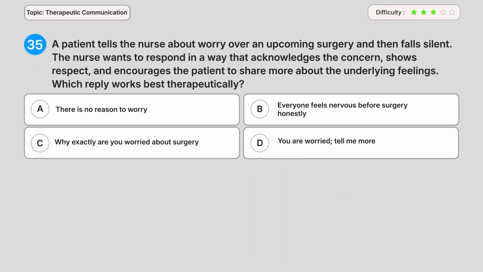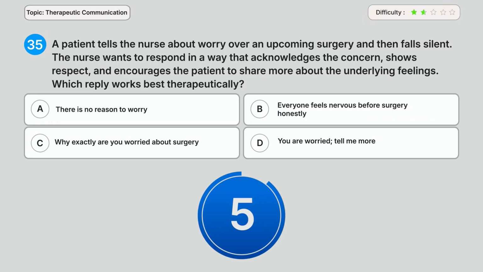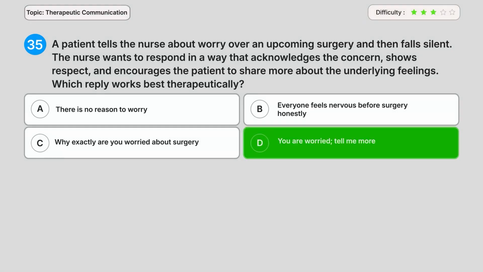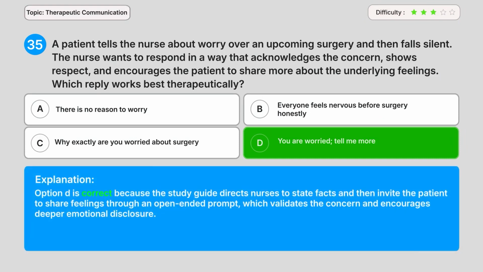A. There is no reason to worry. B. Everyone feels nervous before surgery honestly. C. Why exactly are you worried about surgery? D. You are worried. Tell me more. What do you think is the answer? Correct answer: D. You are worried. Tell me more.